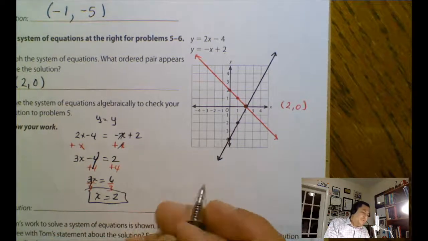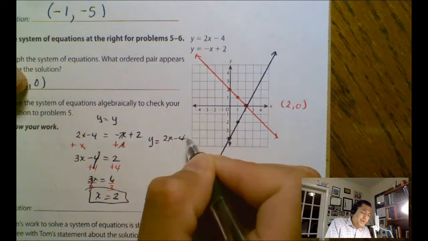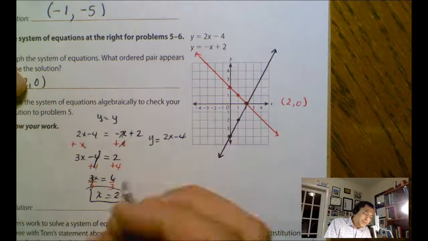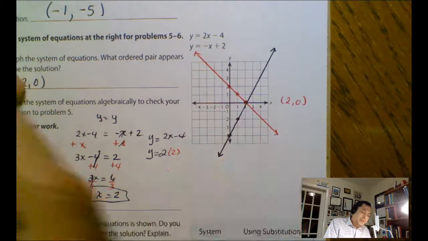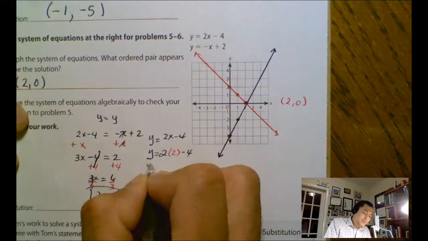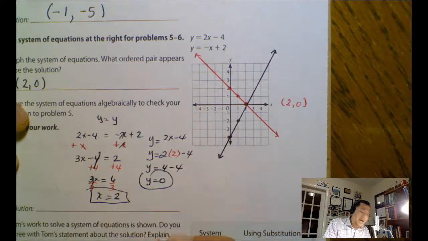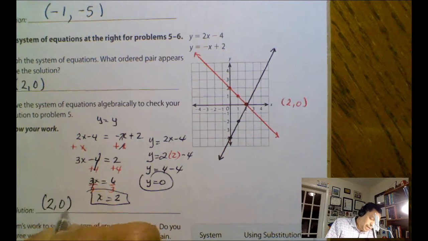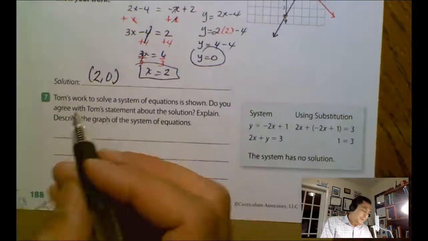Okay, now we need to find the value of y. So I'm going to say that y equals 2x minus 4. You can use that equation. I know that x is 2. So y equals 2 times 2 minus 4. So y equals 4 minus 4. y equals 0. Now I can confirm that my solution is (2, 0).